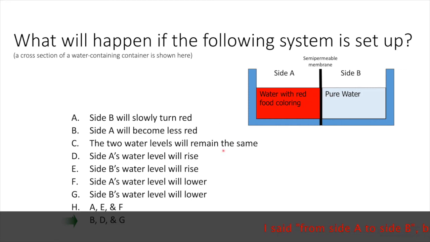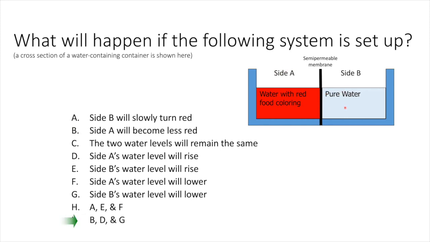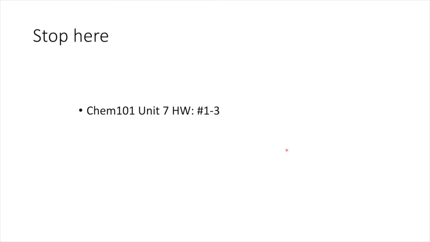So that means that side A's water level will rise, and side B's water level will go down. So D and G, and side A is going to become less intensely red, because as this pure water pushes through, it dilutes the red food coloring on this side, and so it becomes less red at a higher level. And side B becomes a lower water level, okay? So if you need more time to think about it, it is not super intuitive for most people, but that's an important concept I want you to get from this lesson. All right, so we'll stop there.